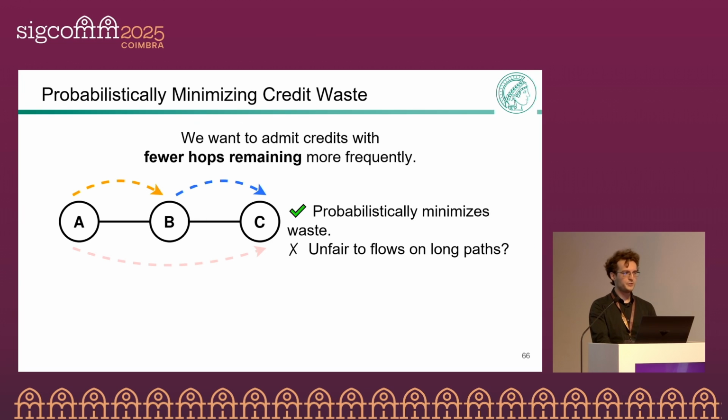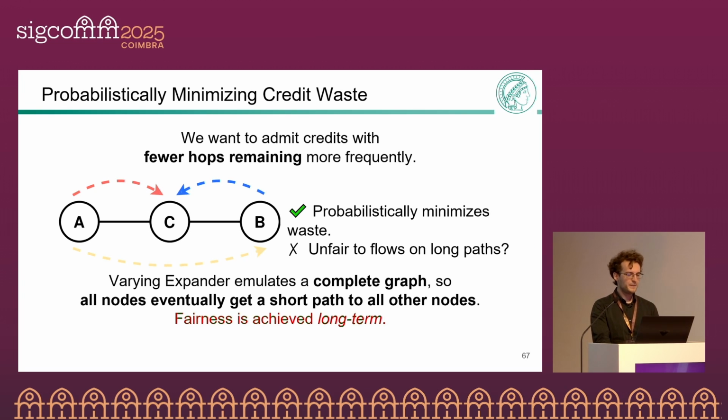But our key consideration here is that the varying expander reconfigures at a microsecond scale, emulating a complete graph, meaning that all nodes get a short path to all other nodes quite uniformly in the schedule, meaning that fairness can still be achieved in the longer term.